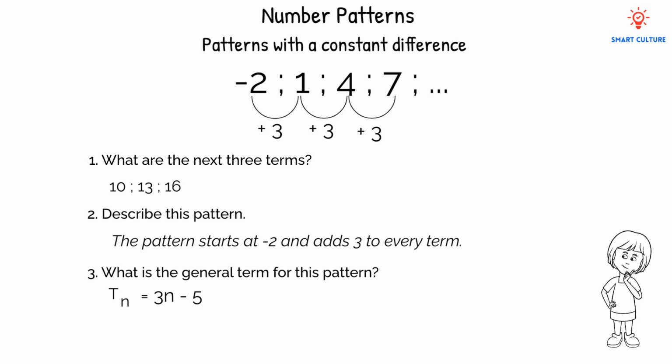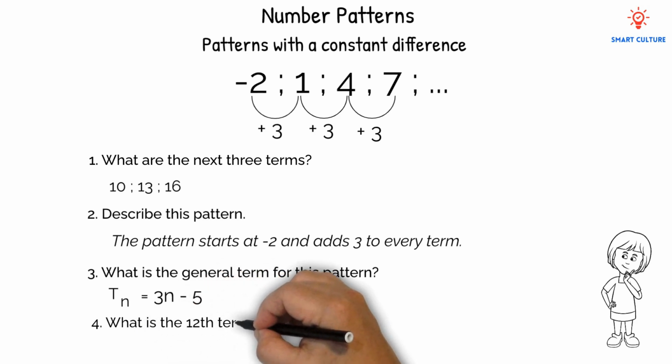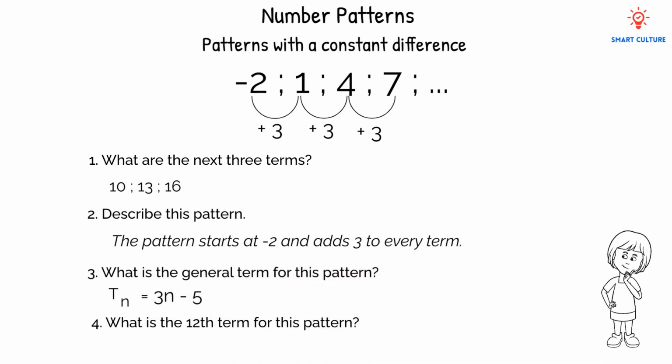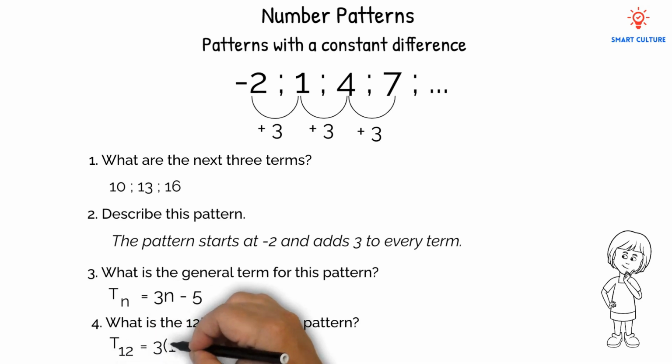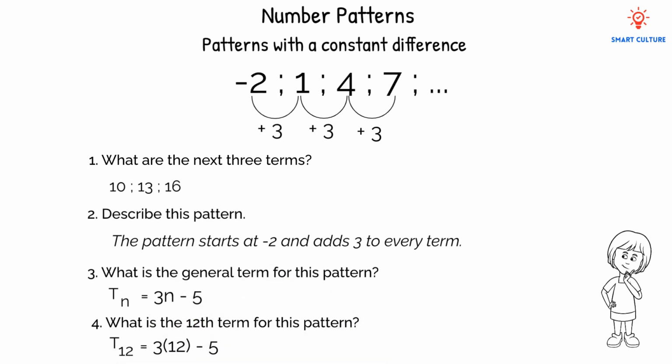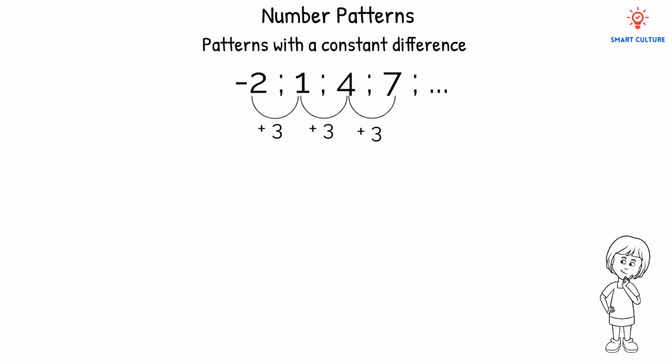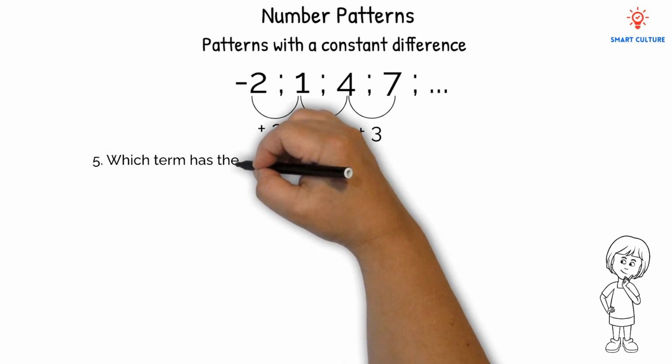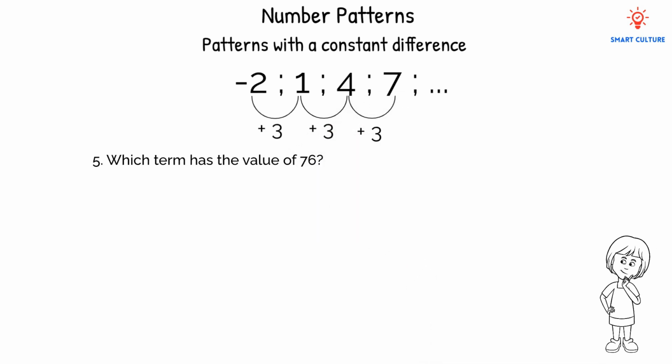Once you have a formula, you will be able to calculate any term for this pattern. They ask you to calculate the 12th term. So n becomes 12. Thus, you write T12 equals 3 times 12 minus 5, which gives you an answer of 31.